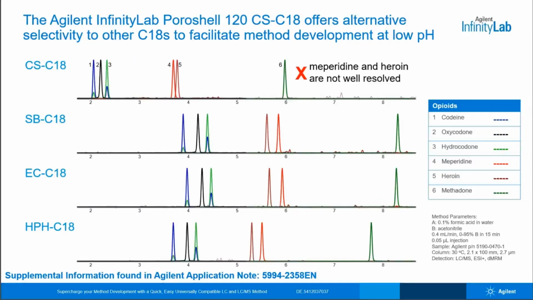And finally, how does the separation of opioids compare? Now the critical pair is peaks 4 and 5, meperidine and heroin. This time, CS-C18 is the only phase that does not offer baseline resolution of these compounds.